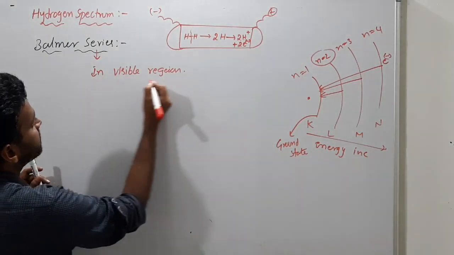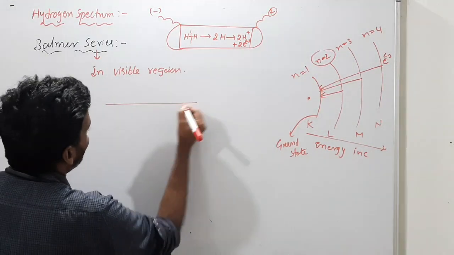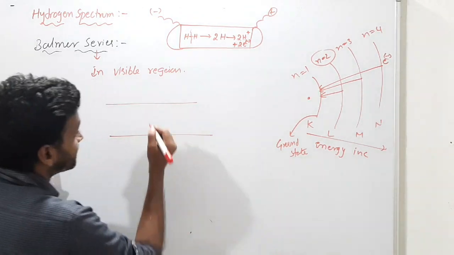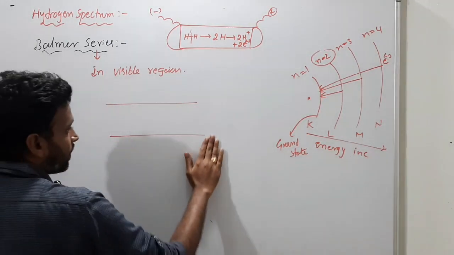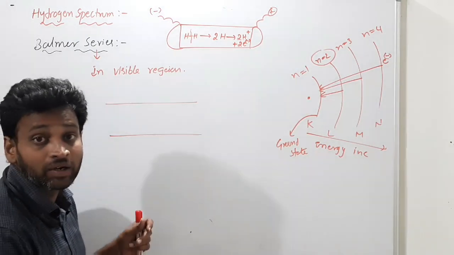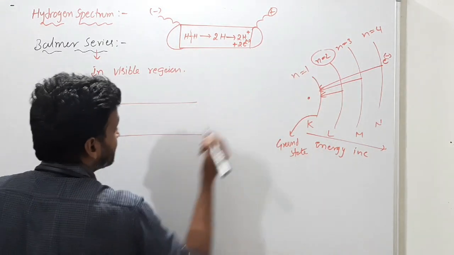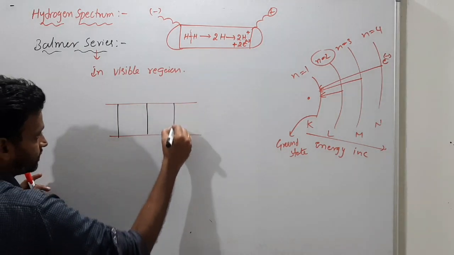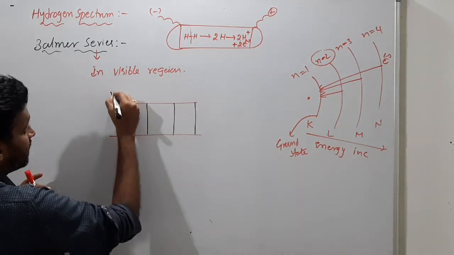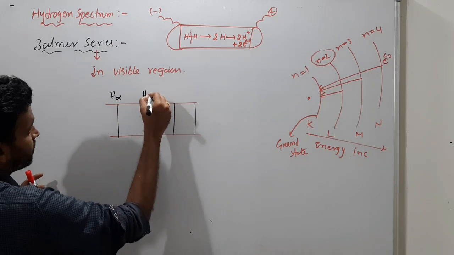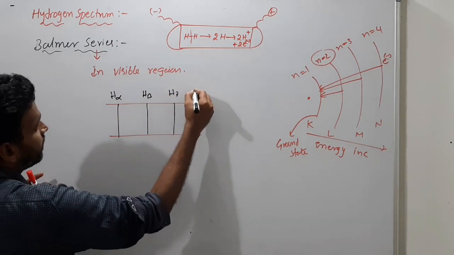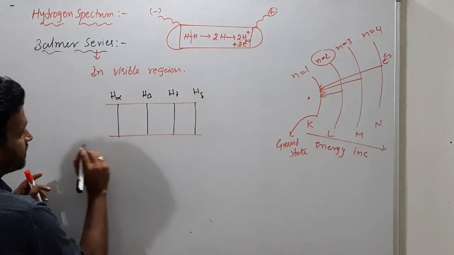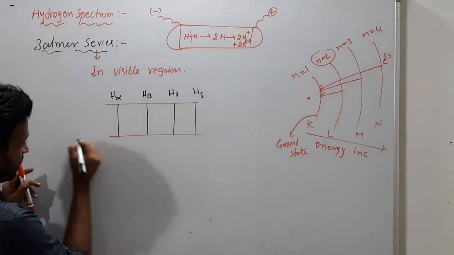Understanding? So in the invisible region, what he observed is the excited electron coming down. Excited electron coming down to what level? Second level. He observed the spectral lines like this, as H alpha, H beta, H gamma and H delta. So this one is called ground level.